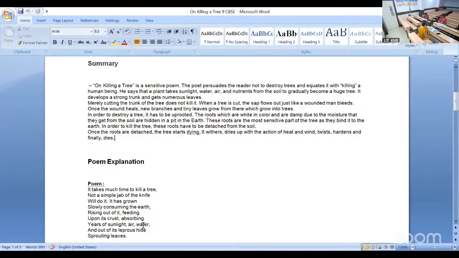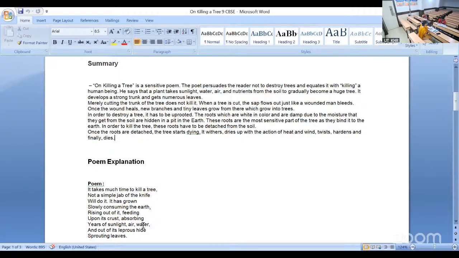sprouting leaves. So, how does a tree grow? You have to mention all. How does it grow? It grows slowly. Underline slowly.